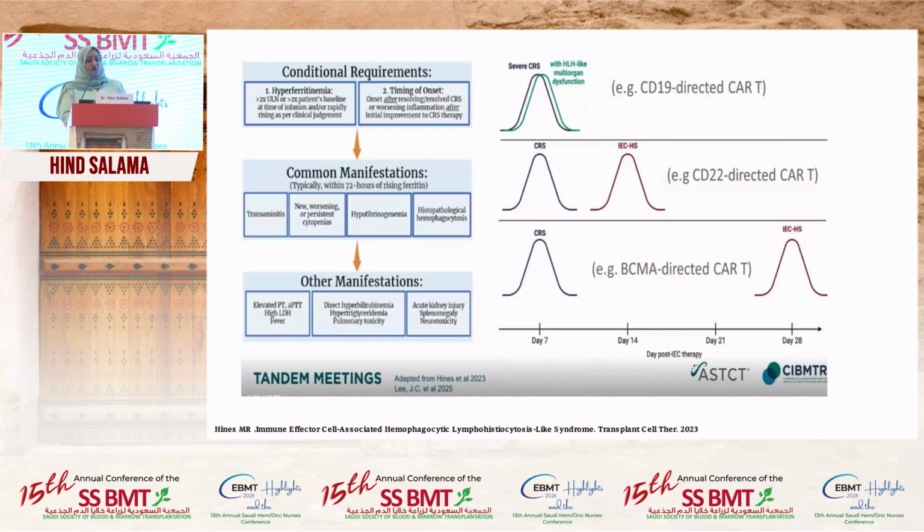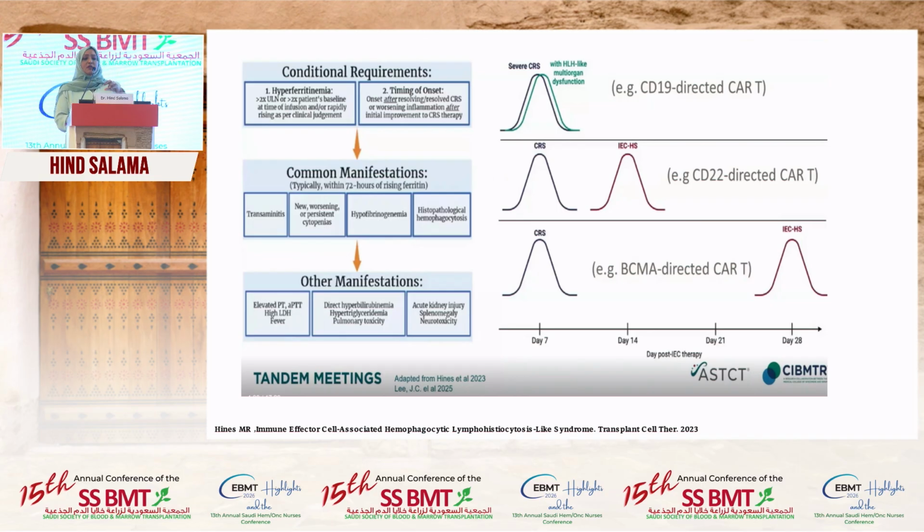And then the other important issue is the timing of onset. So usually it's after the resolution of the CRS, because it mimics CRS, so we need to differentiate between CRS and IEC-HS. So it's usually after the resolution of CRS, and you can have transaminitis, new worsening cytopenias, hypofibrinogenemia, also bone marrow hemophagocytosis, although not necessarily to do a bone marrow, and other manifestations like high LDH, coagulopathy, and organ failure.